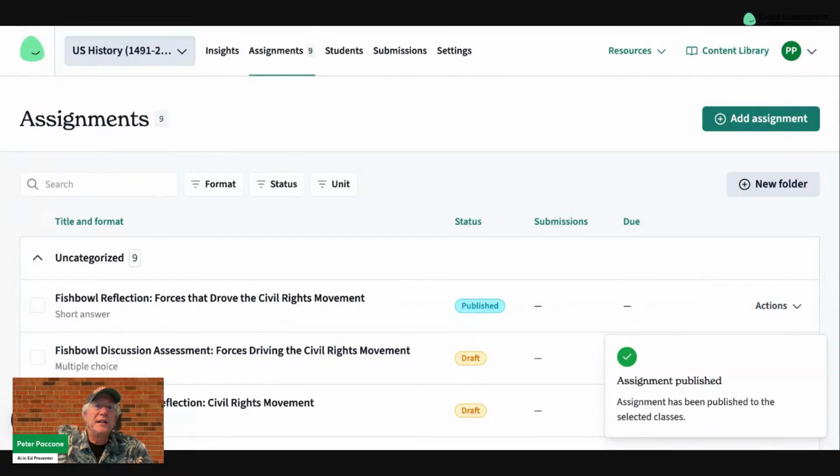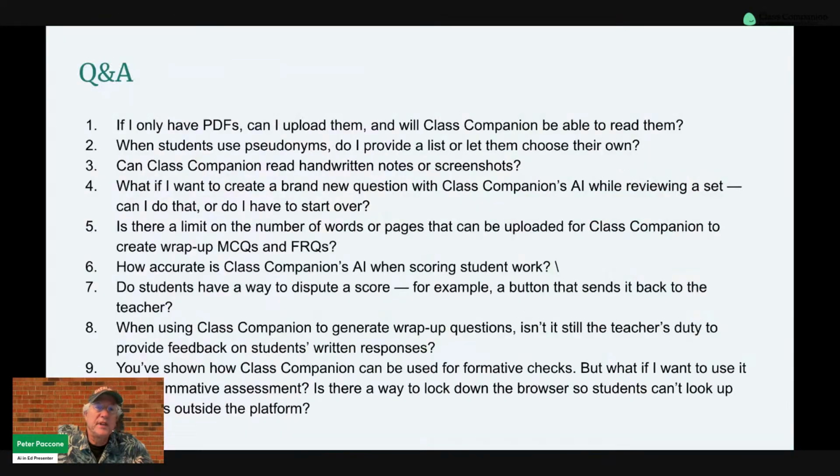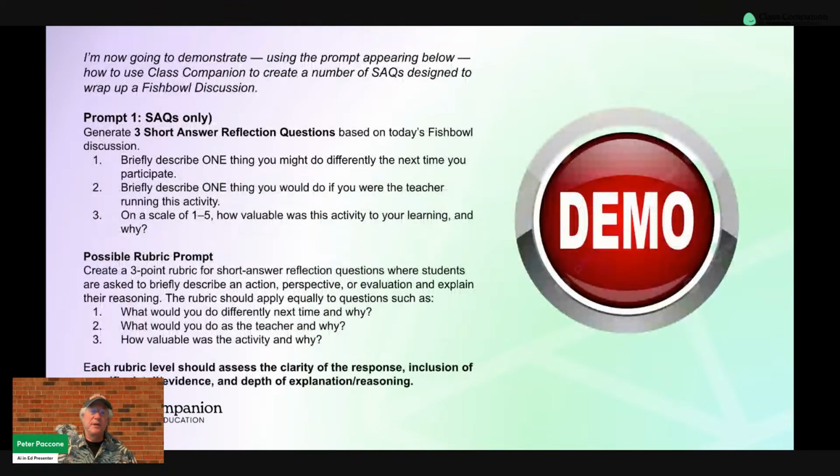So we are now going to go back to the slideshow and recap. We've looked at how we can create MCQs, and how we can create SAQs. Also how we can create rubrics for those SAQs, all using Class Companion's AI, the Create Assignment with AI feature. We've learned how we can do all of that, and we learned how we can do all of that for the sake of a wrap-up activity following all kinds of different things, discussions, and so on and so on.